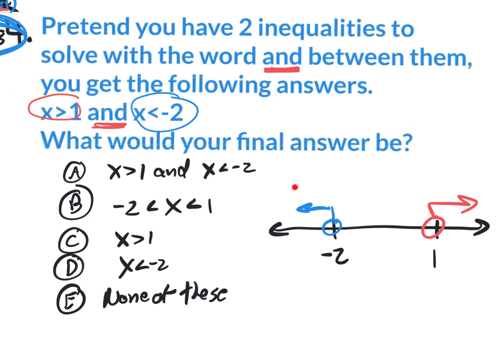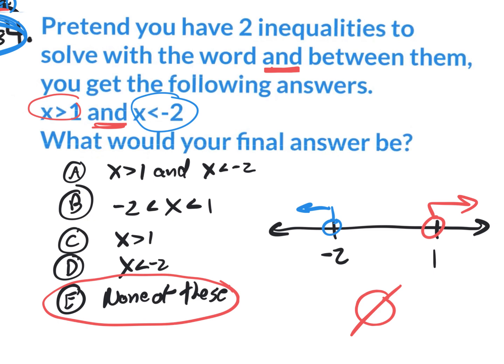Do you have both the blue and the red over here? So in what situation will you have both this one and this one together? Never. So what does that mean? That means no solution. I mean, if this were the multiple choice question, it would be E, none of these. But the real answer is that there's no answer. The word and implies no solution. Okay? Do you get it? Yes?